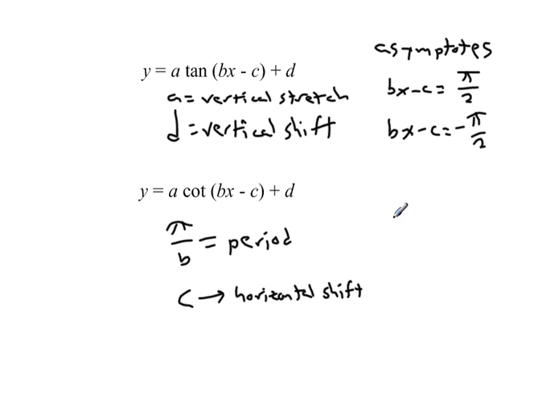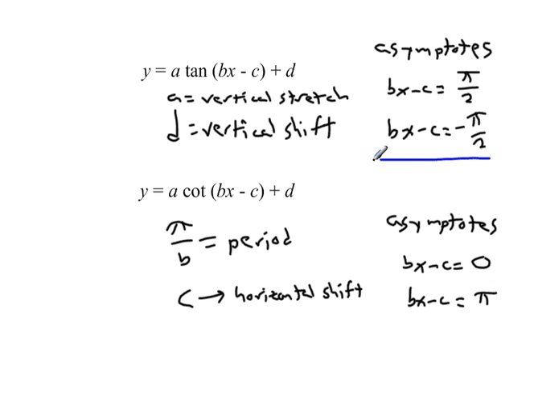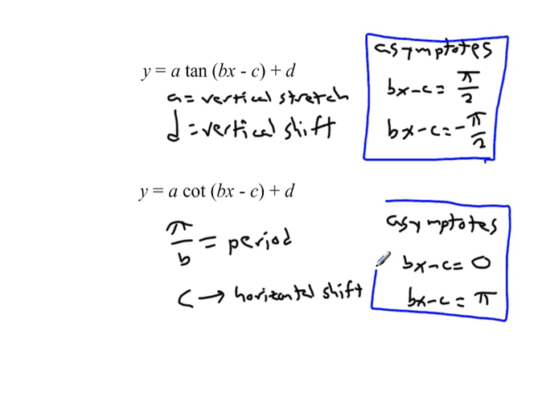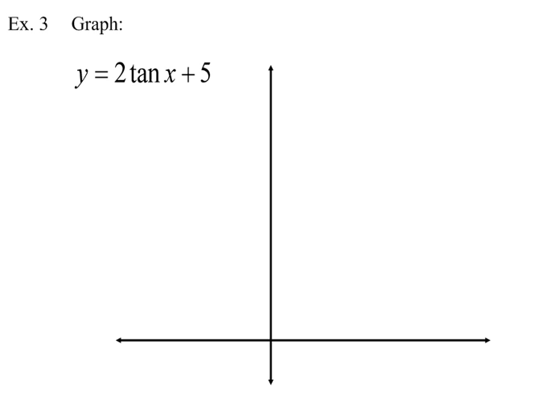On your cotangent curve, we set the same value. So we set bx minus c equal to 0, and we set bx minus c equal to pi. So if we need to find asymptotes, we take what's in parentheses, set it equal to whatever your original asymptotes are, whether you have tangent or cotangent. So let's look at an example that uses all of these.